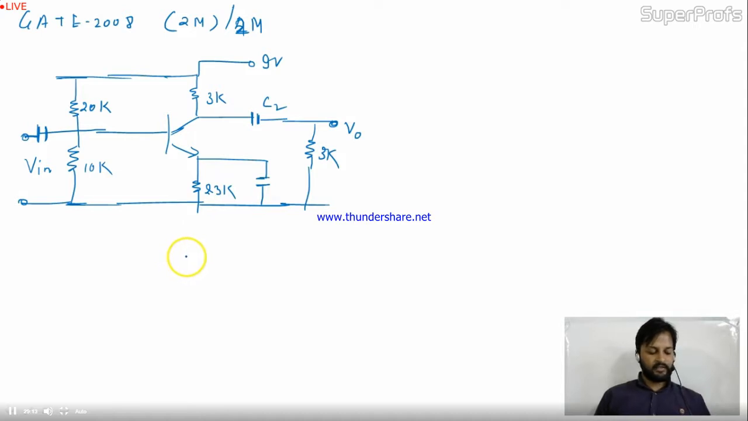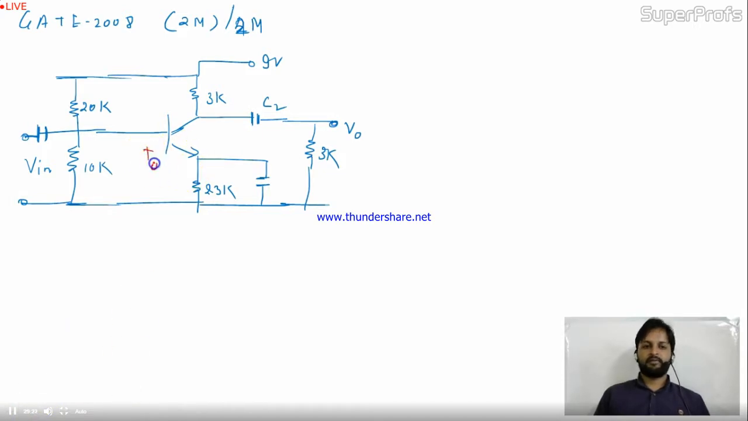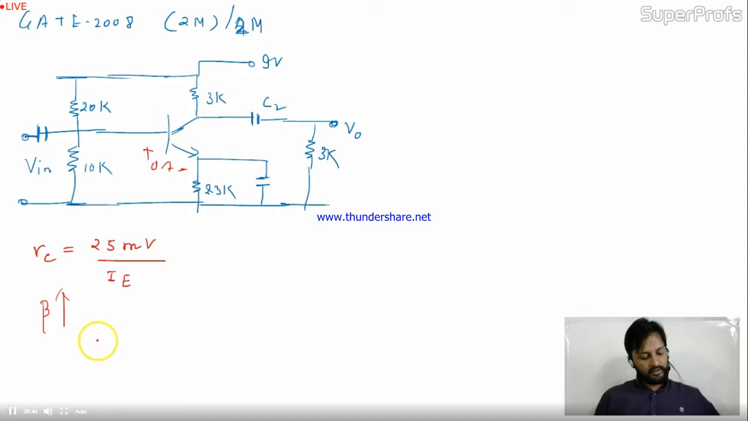The following transistor circuit: VBE equal to 0.7. The voltage drop is given over here between base and emitter, 0.7. RE is given as 25 millivolt divided by IE. They have given RE in this format. And all the capacitors are very large, and beta is very large. These things are given in the question.